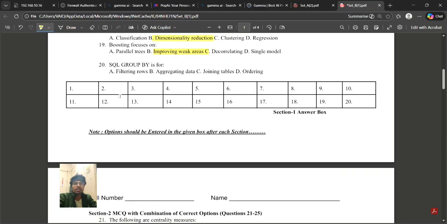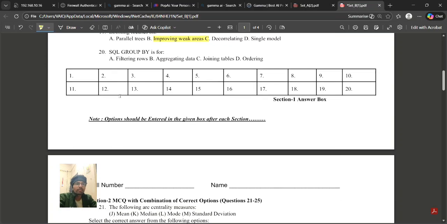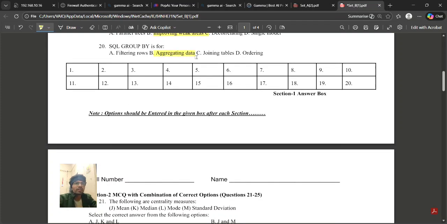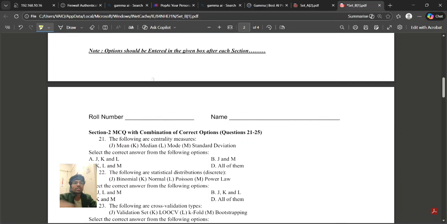So now question number 20, SQL query GROUP BY is for. GROUP BY is for aggregating data. Aggregating data means it groups rows that have the same value in a specified column and allows you to apply aggregate functions like sum, average, count. Filtering rows is WHERE, joining is JOIN, and ordering is ORDER BY. So our answer is B, aggregating data. So this is our answer.